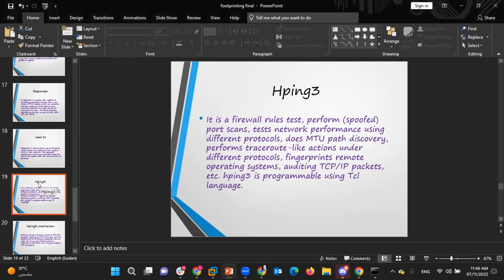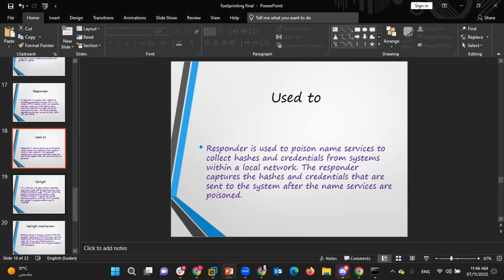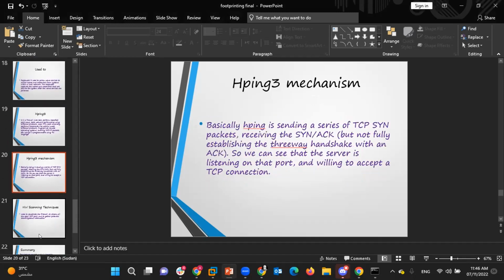Okay, for now we have an idea about Nmap, hashcat, Responder, and HPing 3. We already have an idea about Wireshark and also traceroute. We have netstat. All of these are tools for fingerprinting or footprinting.